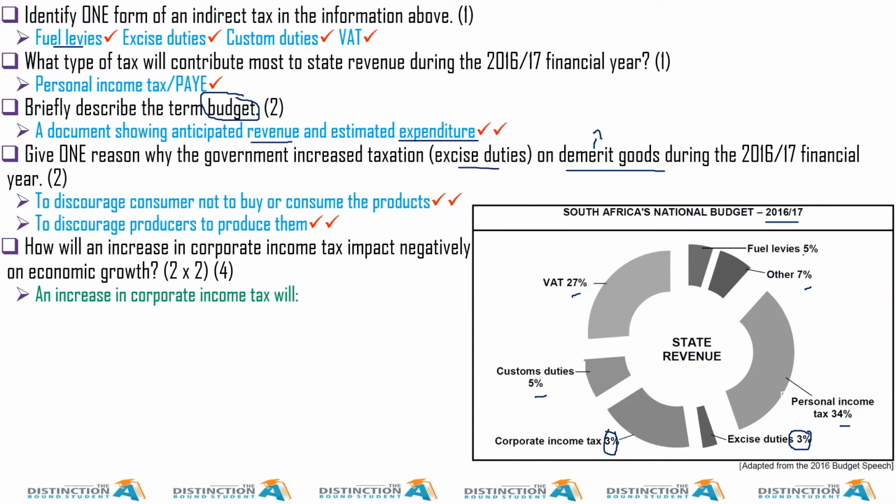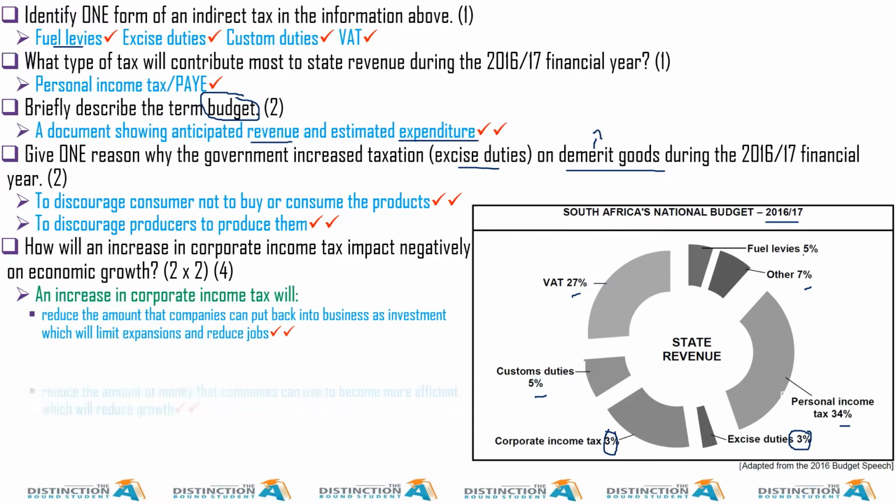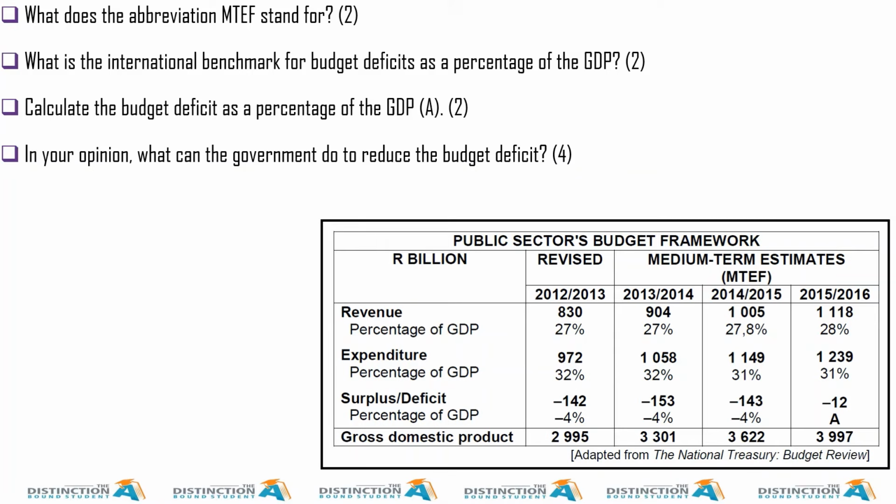How will an increase in corporate income tax impact negatively on economic growth? So what you need to do here is just try to use your common sense. If government increases corporate income tax, how can that negatively affect economic growth? And we measure economic growth, we just simply look at GDP, actually real GDP. So it could reduce the amount that companies can put back into the business as investment, which will limit expansion and reduce jobs. So if that happens, you'll see that the GDP will be affected negatively. Reduce the amount of money that companies can use to become more efficient, which will reduce growth.